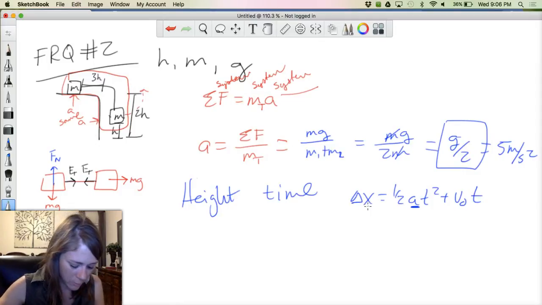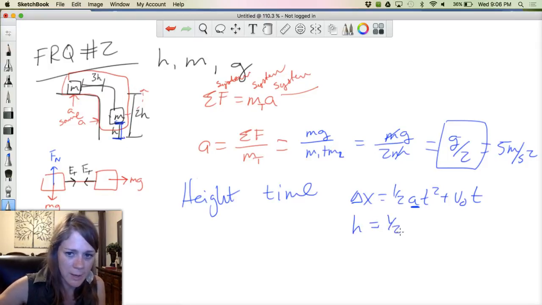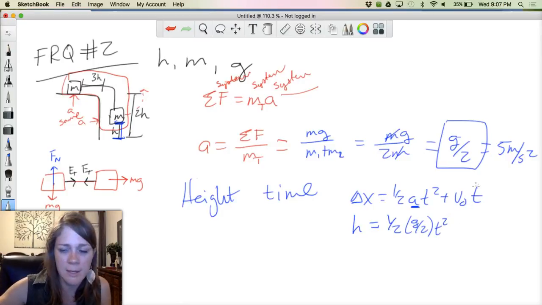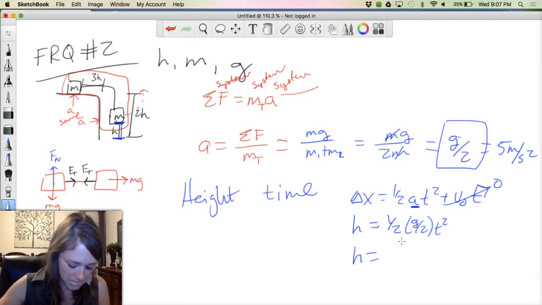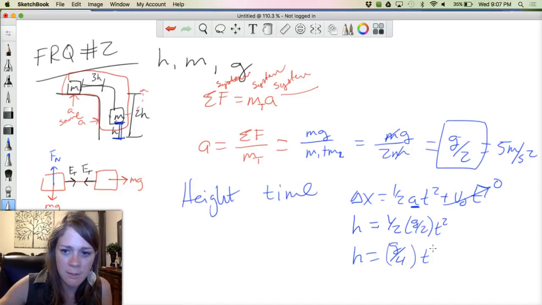So the height at which it falls from is going to be this distance here, which they've defined as h. So I'm going to say h is equal to 1/2 a, but we've already said a is equal to g over 2, times the time squared, plus the initial velocity. But the initial velocity is going to be 0, so that whole thing goes to 0. So now I just have to simplify this expression, and we need to solve for t. So g over 2 times 1/2 becomes g over 4 times t squared.